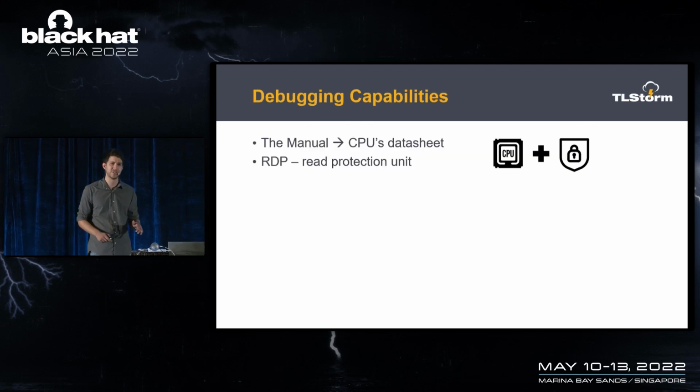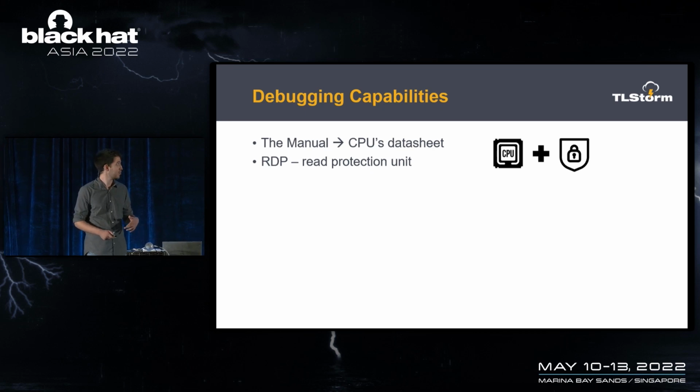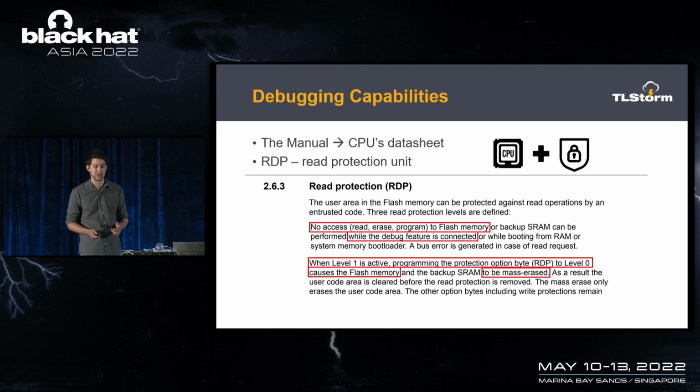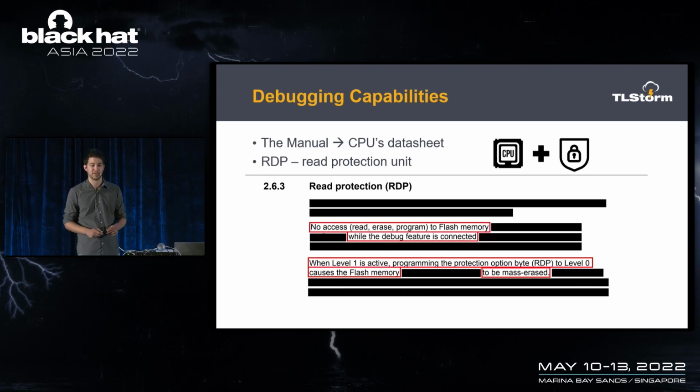So after some head scratching, we went to the wisest of them all, which in this case is the CPU's datasheet. There we learned about a feature called RDP. What is RDP, you ask? This is how it's described. But I only want you to take a look at the important code and only the important.